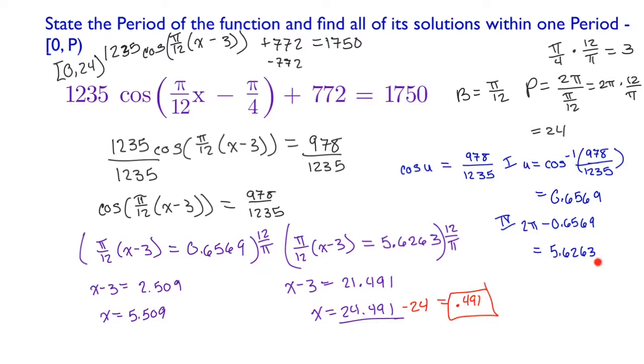is 5.6263. Then we use both of these by setting them equal to the original angle, what we were substituting for u. So pi/12 times (x minus 3) equal to both of those. We went through and we solved for x. The first one is within the period, but the second answer was actually outside of the period from 0 to 24. However, because it's bigger than 24, we can take one full period away, so it's like rotating one full rotation back, and we get the second answer that makes this one true.